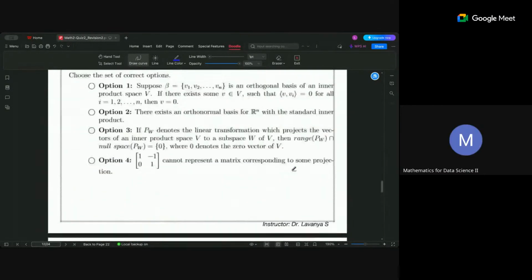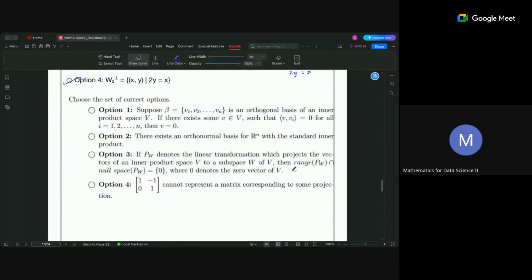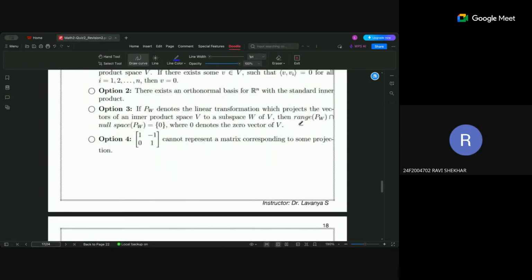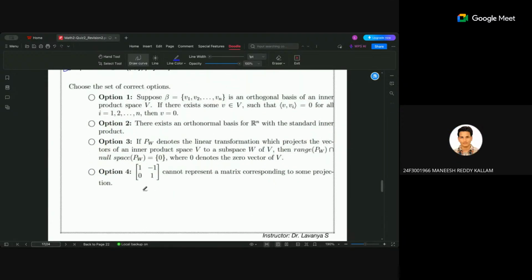Fine. So choose the set of correct options. Suppose beta equal to {V1, V2, ..., Vn} is an orthogonal basis of an inner product space V. If there exists some v in V such that v is orthogonal to each of these vectors in the basis, what does that mean first of all? If v is orthogonal to each of these vectors, does it mean that v is orthogonal to all the vectors in the whole space? No, ma'am. Then beta will not remain a basis.